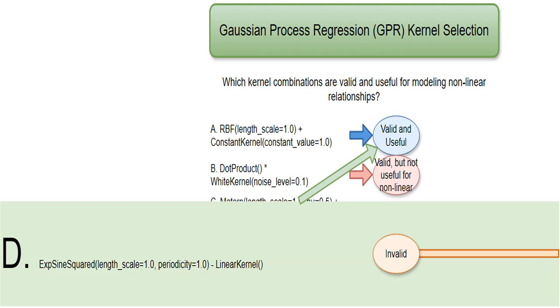This is problematic. Subtracting kernels is generally not allowed within GPR's mathematical framework. It can lead to errors and instability. Therefore, it's an invalid approach.